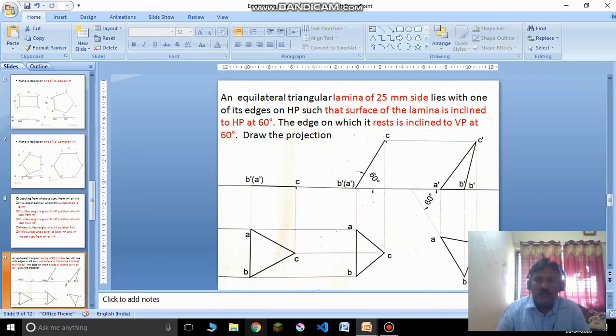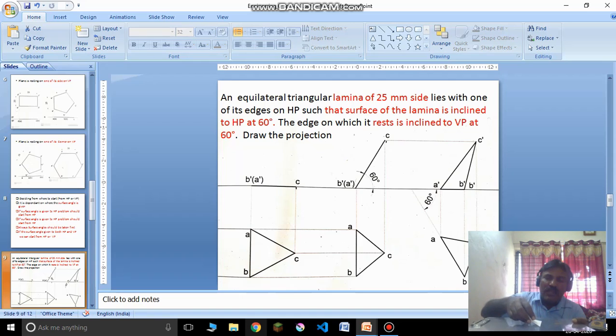Okay, let's continue with that. In the beginning I told I kept it on this horizontal plane. So this is the side I want to rest. All of you can see this. What I will do is lift this. So this is the angle, it is making 60 degrees with the HP.